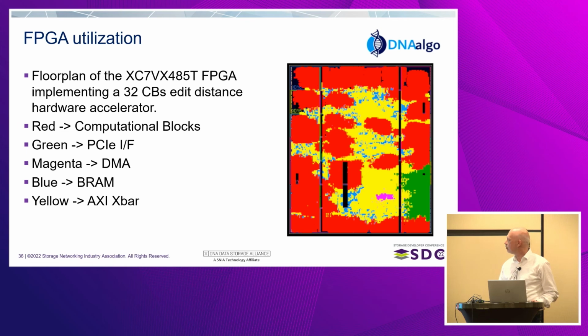This is the FPGA. So as you can tell, pretty busy, right? So you see here different colors. The computational blocks is where you compute the edit distance, the 32 blocks I was talking about before. So that's the red part. And green is the PCI interface. And then the magenta one, the DMA engine, is pretty small, actually. And blue is the VRAM. It's not like a single block, it's spread out to optimize the area occupation.